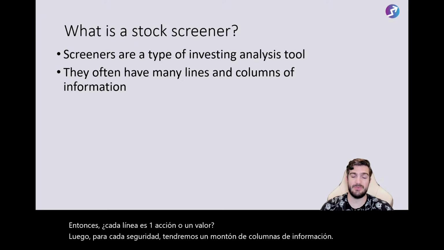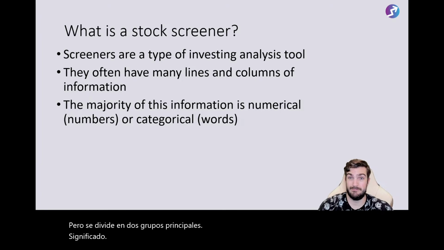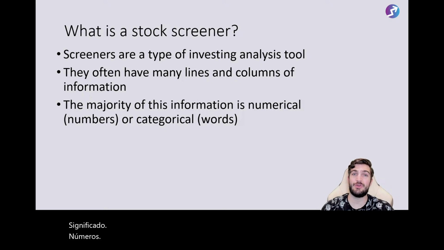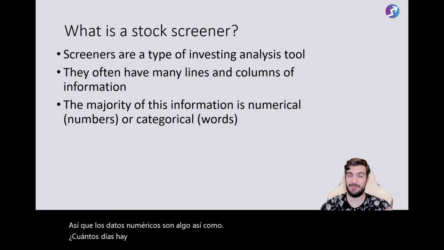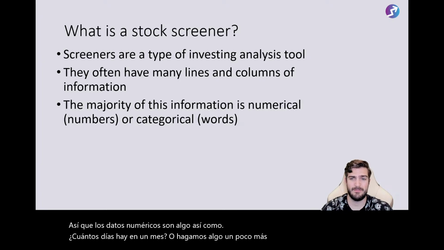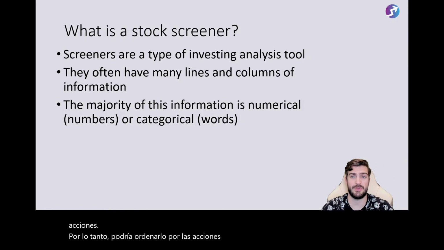This information will vary, but falls into two main groups. Numerical data, meaning numbers, and categorical data, which is words. So numerical data is something like how many days there are in a month, or let's use something a little bit more closely related to stocks, price. So you could order it by most expensive shares to least expensive shares, for example.